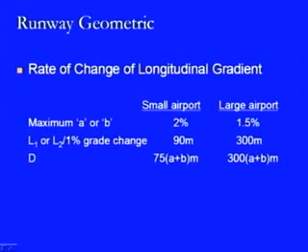Similarly, the distance between two successive points of intersection of the gradients is defined as 75 times of A plus B for a small airport and 300 times of A plus B for a large airport, where A and B are the rates already defined.